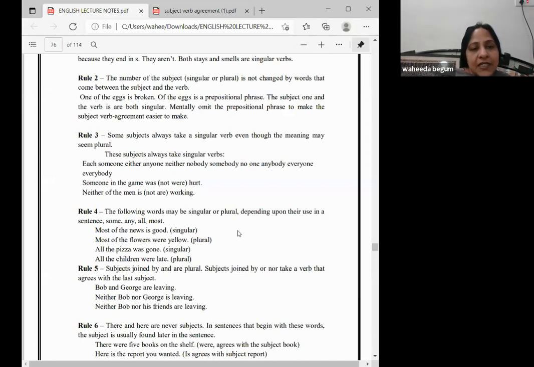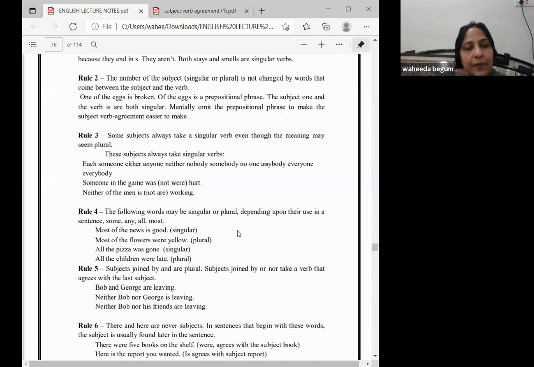Some subjects always take a singular verb, even though the meaning may seem plural. Here the third rule is that it may seem they are plural, like each one, everyone, nobody, somebody, everybody. It might look like plural because you are talking about a group of people or many people. But the verb is always singular in this. Someone in the game was hurt. It is not were hurt.